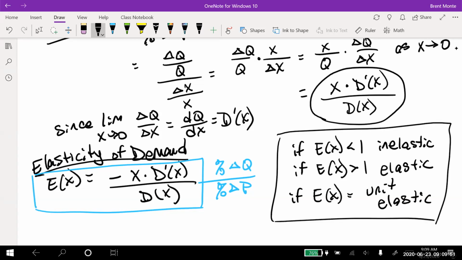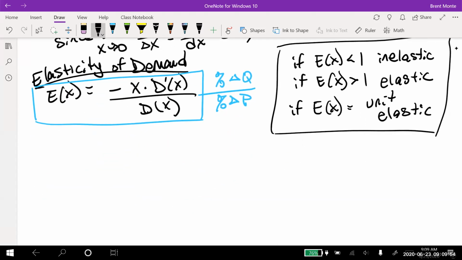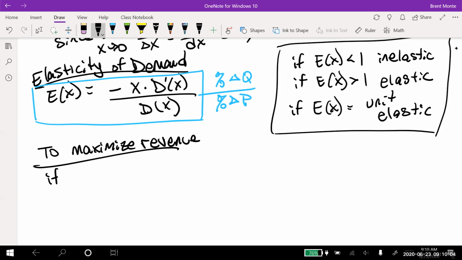And let's think about if we're trying to maximize revenue. So let's go in order. If the demand's inelastic at some price, remember, we can change the price a lot. The demand's not going to change much. So we want to increase the price to make more revenue. So if it's inelastic, increase price to maximize revenue.